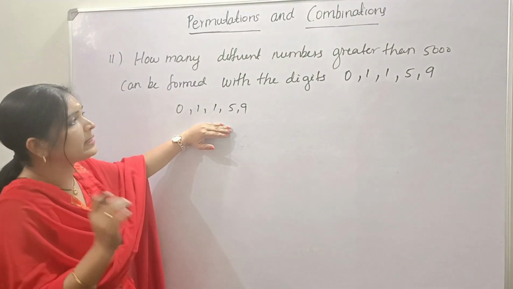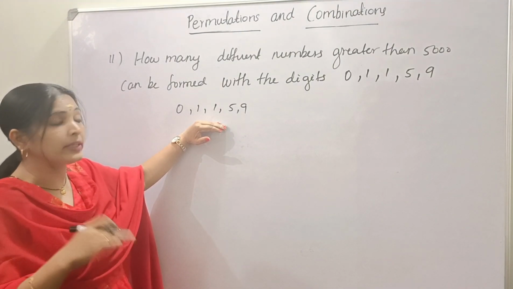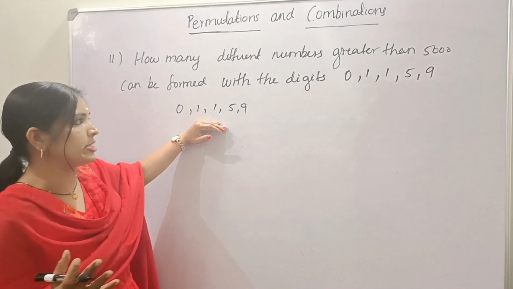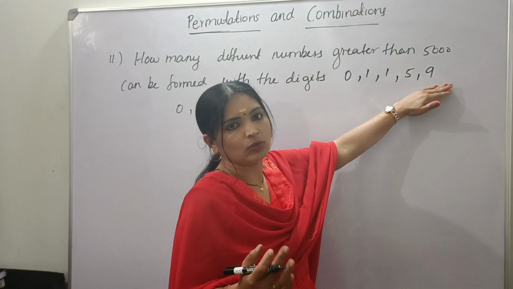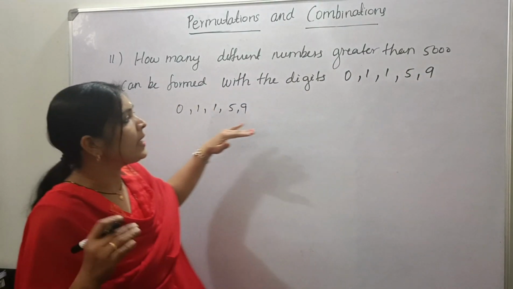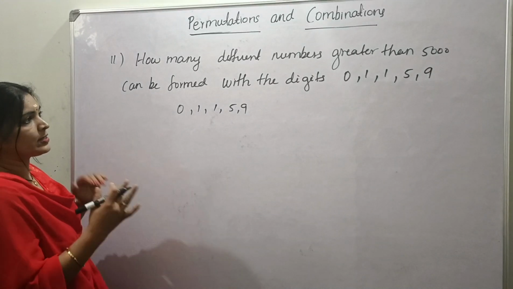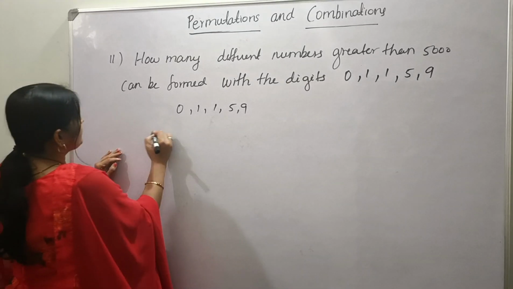So the numbers greater than 5000 will have either 5 or 9 in the first place. Either 5 or 9 in the first place for a 5-digit number. So here, what is the number of 5-digit numbers with 5 at the first place?